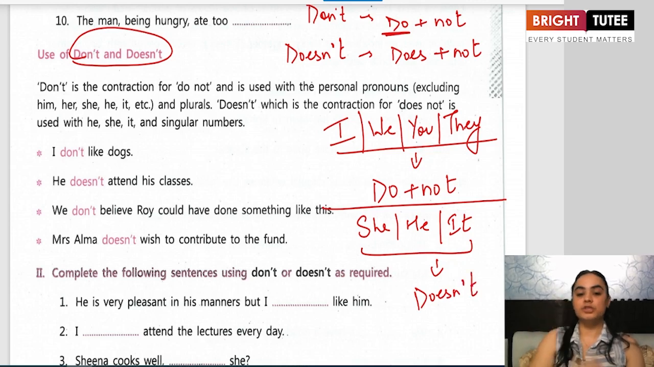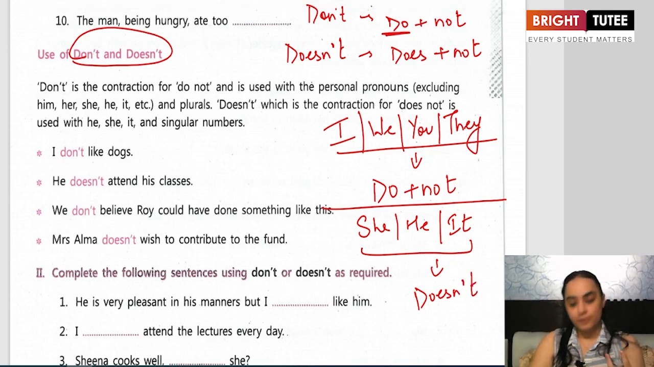So this is what you have to remember. If you are talking about a pronoun which is singular in nature, that is he, she, it, or a noun which is singular in nature, name of a girl, name of a boy, name of a thing, I will always use does not with it. On the other hand, if my subject, if the person or the thing that I am talking about is plural in nature, I will use don't with that.